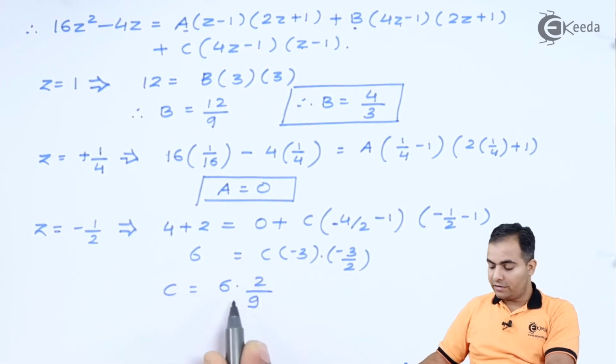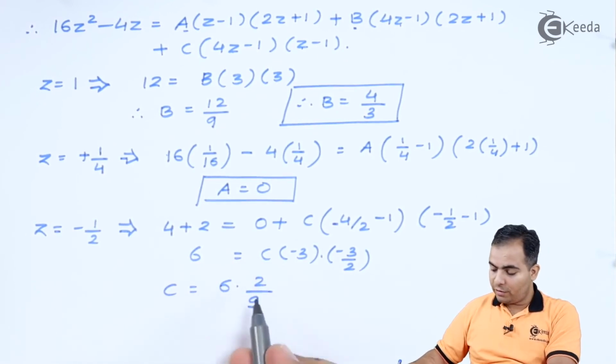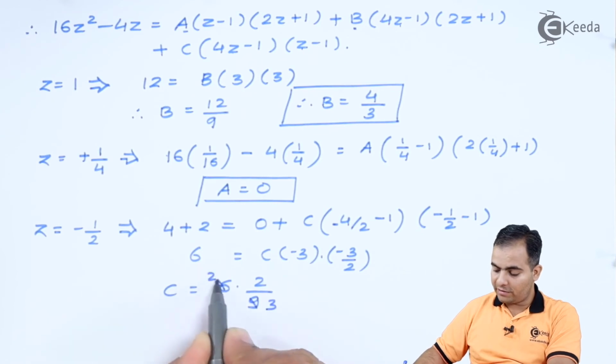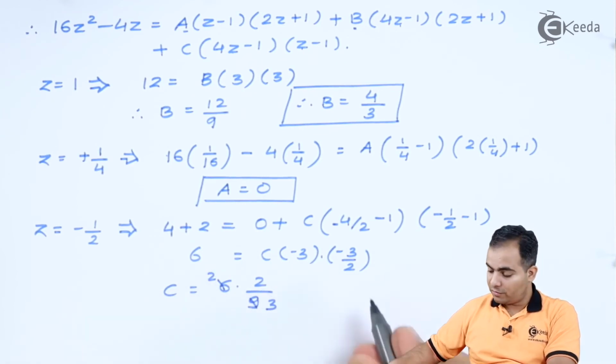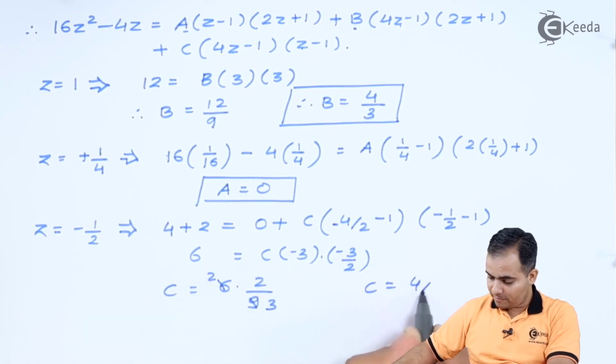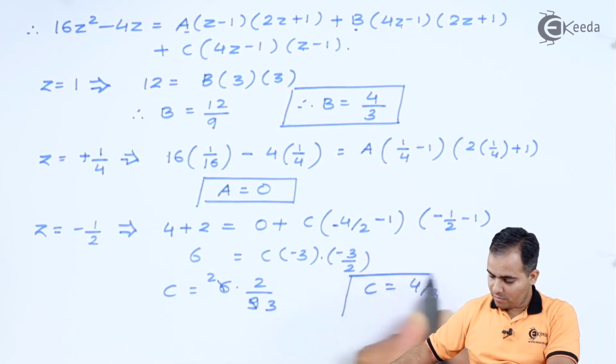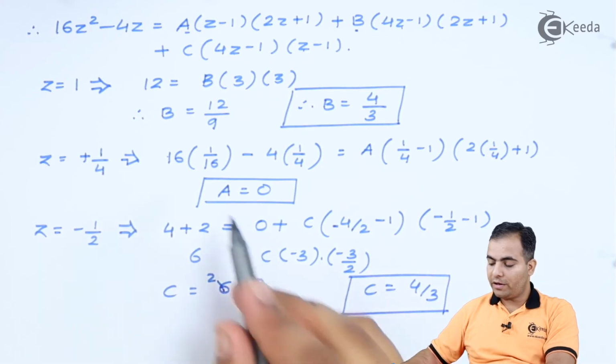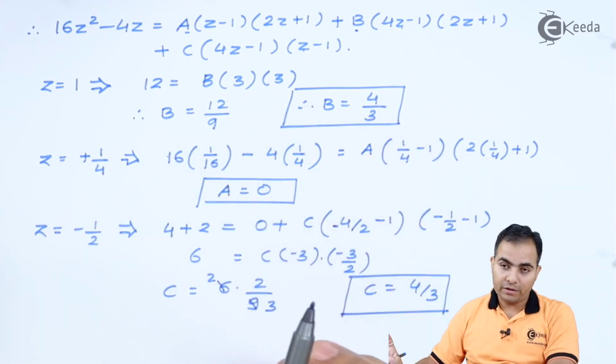plus 9 by 2. Now I'll shift that plus 9 by 2 on left hand side, so I can write 6 into 2 by 9. Now look at it, if we want to divide, then we can divide 6 and 9 by 3, so this is nothing but 3 and this one is nothing but 2, so 2 2s are 4, so my C answer is 4 by 3.